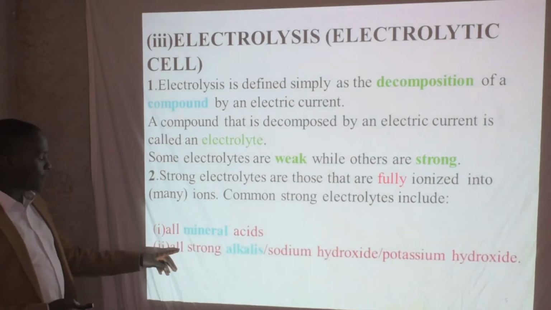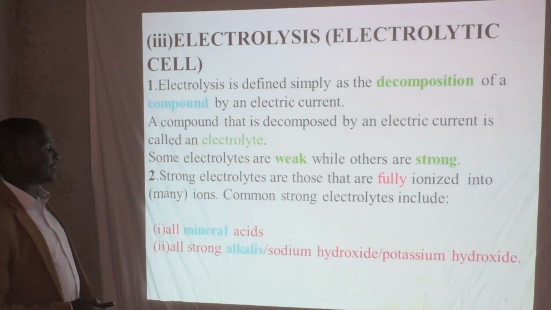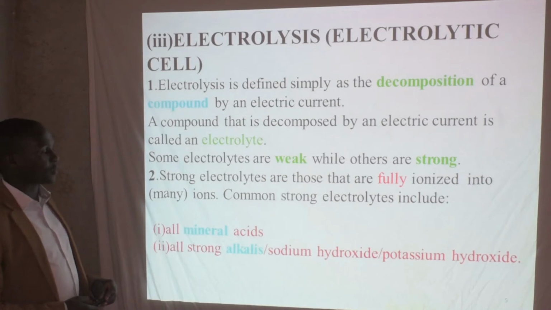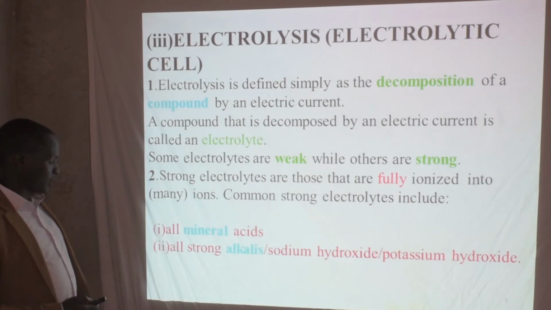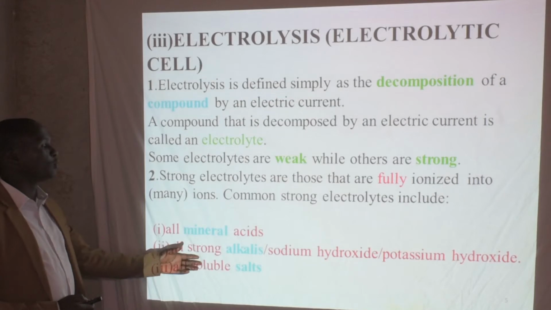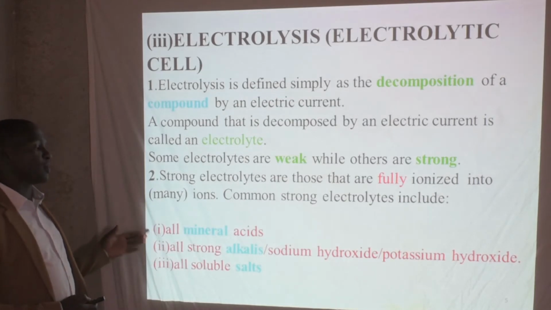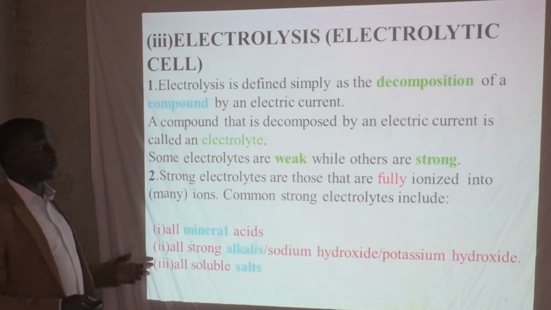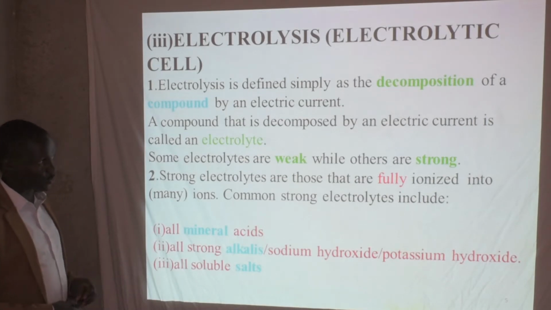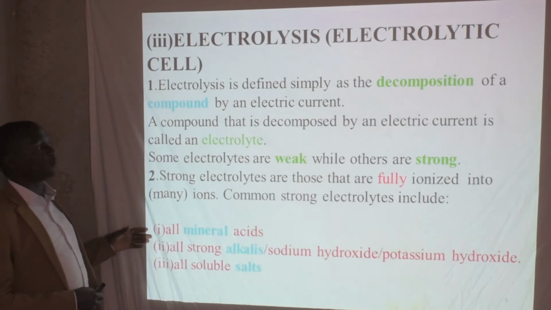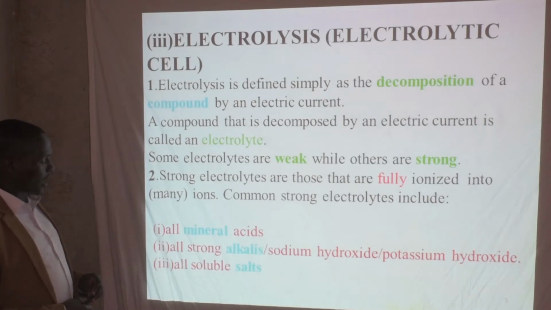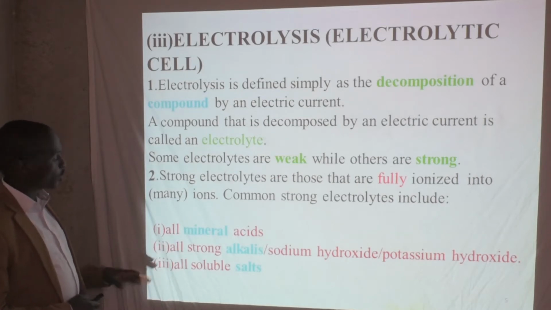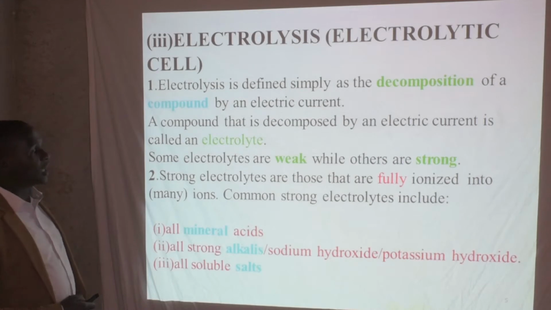Number two, we have all strong alkalis, like sodium hydroxide and potassium hydroxide. And then we have all soluble salts. Remember the words all soluble salts. We have salts which are insoluble, and we have those which are soluble. Up in Form 2, you learned about soluble salts and insoluble salts. All of these are strong electrolytes.